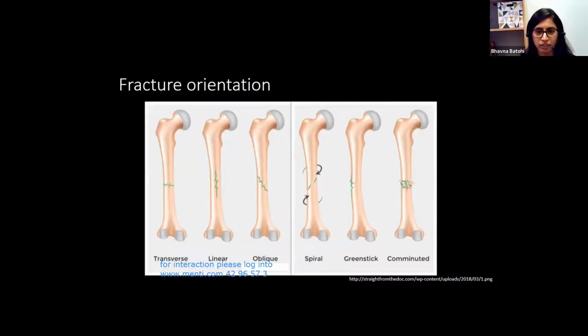Okay. So linear fractures are along the long axis of the bone, and oblique fractures will be at less than 90 degrees to the short axis of the bone. There are other fractures as well, such as spiral fractures, which are sometimes seen in toddlers' fractures, for example. Green stick fractures, which are also usually a childhood fracture, and comminuted fractures, which occur when the fracture is broken with more than 2 fracture fragments present.